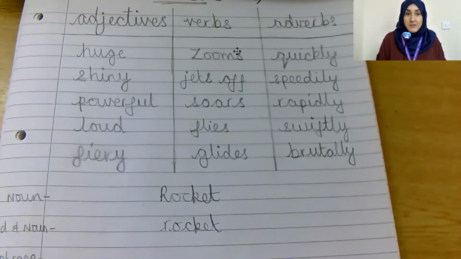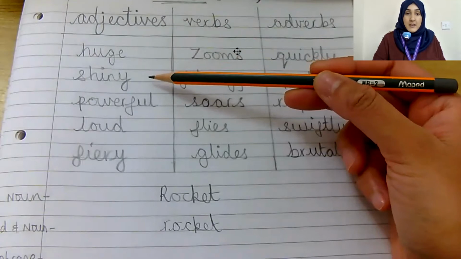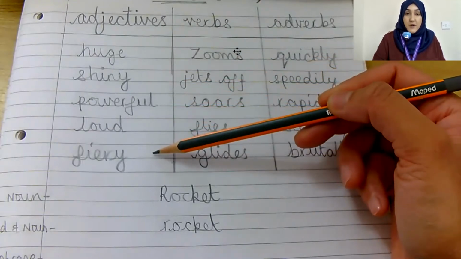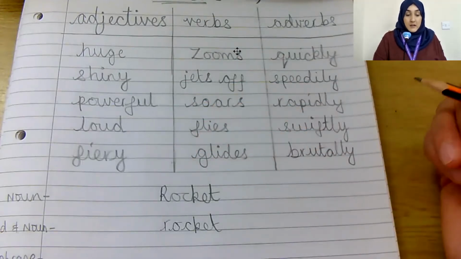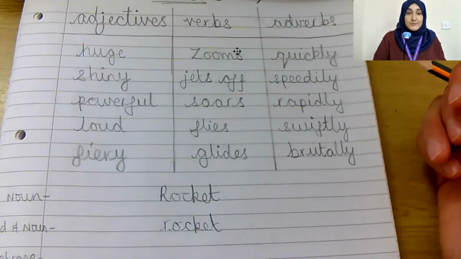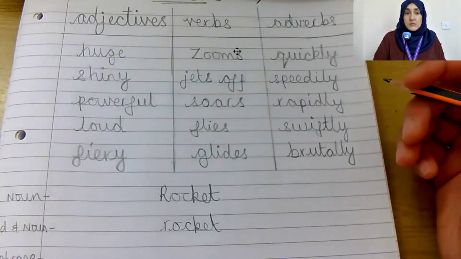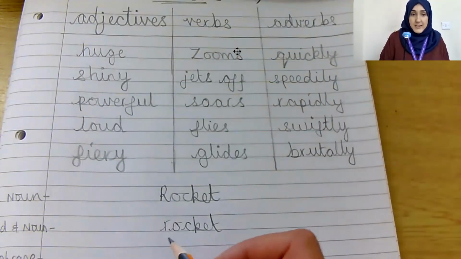Can you help me choose, Morris? I've got huge, shiny, powerful, loud, and fiery. I think I'll go for loud, because rockets are really loud. So I'm going to write loud.